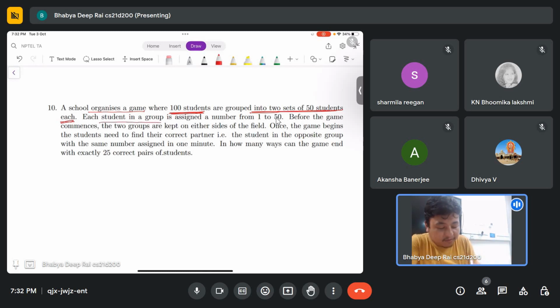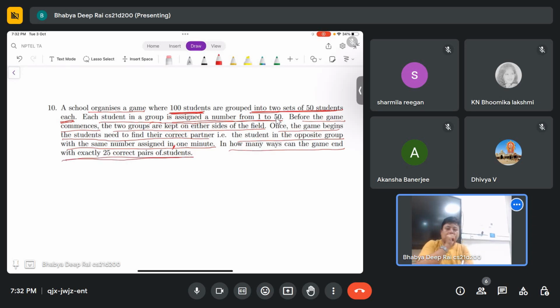Each student in a group is assigned a number from 1 to 50. Before the game commences, the two groups are kept on either side of the field. Once the game begins, the students need to find the correct partner, that is, the student in the opposite group with the same number assigned, in 1 minute. In how many ways can the game end with exactly 25 correct pairs of students?